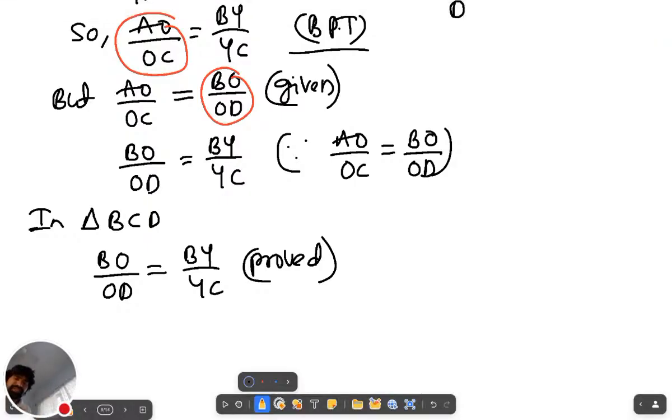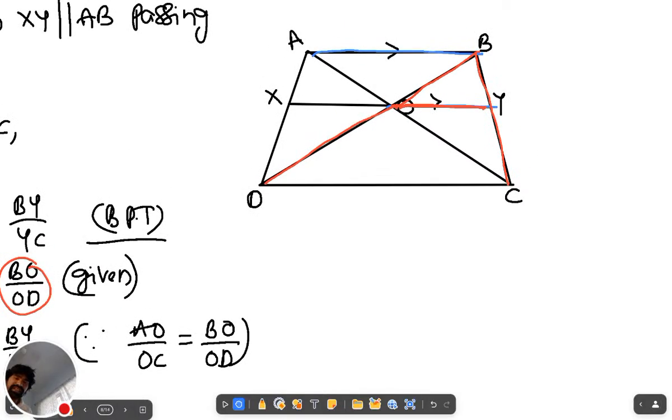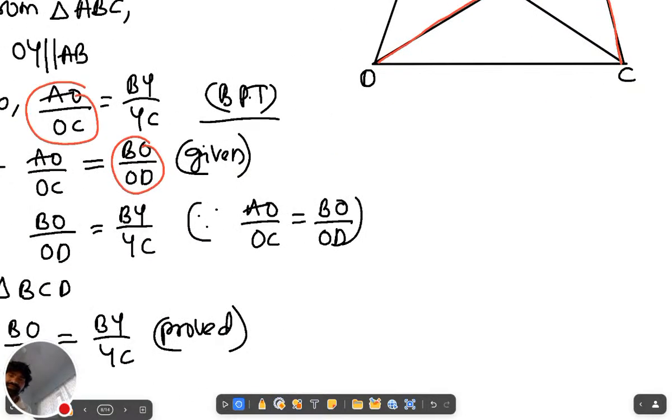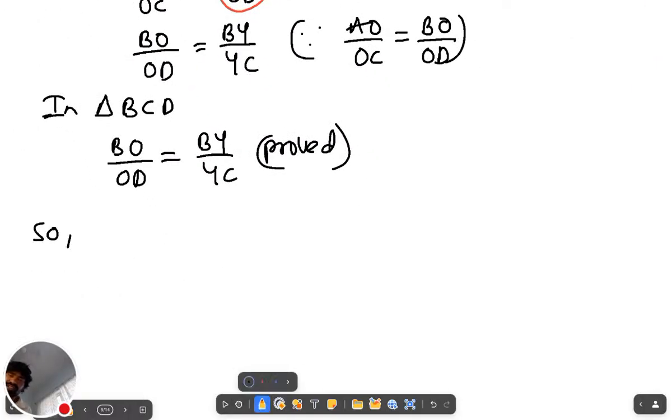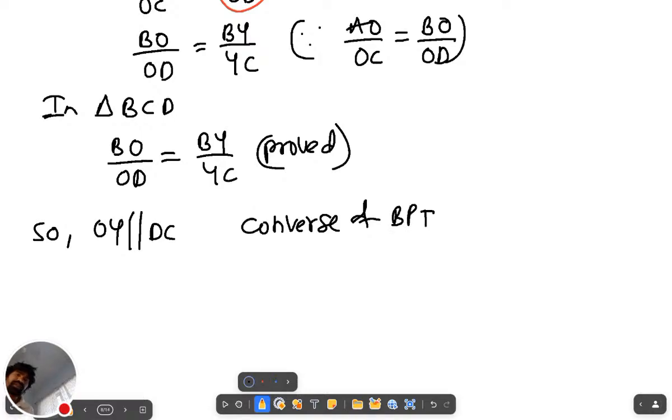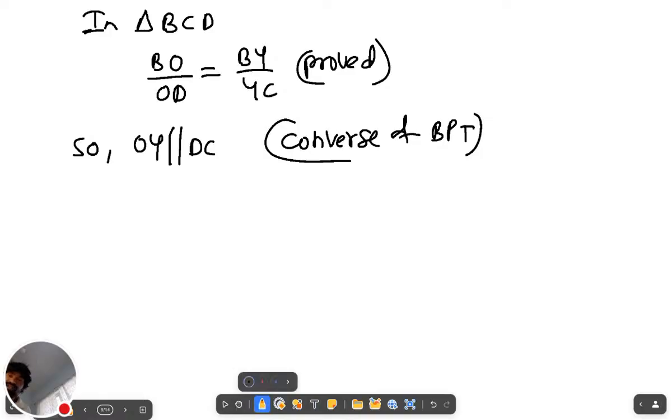Next, that means this OY line is dividing the BD side and BC side in the same ratio. So by the converse of the basic proportional theorem, if a line divides two sides in the same ratio, that line is parallel to the third side, meaning OY is parallel to DC. So this is by the converse of BPT. OY is parallel to AB, and OY is also parallel to DC. Therefore AB is parallel to DC.